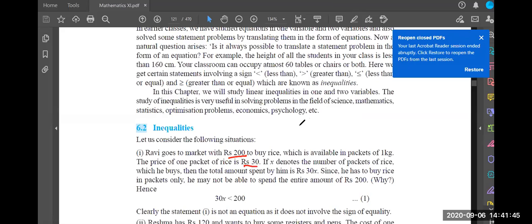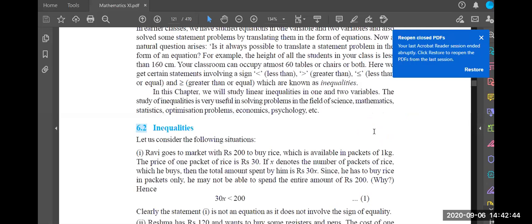So we know that 1 kg costs 30 rupees. Suppose he buys x kg. So the total price should be 30 into x, but his total money is 200. So this should be less than 200 only, because he can't spend more than 200. So x should be less than 200 by 30, which is 20 by 3. But obviously you cannot buy half a packet. So I can say that he can buy less than 6, 20 by 3 kgs. So he can buy either 6 kg or less than 6 kg. So maximum he can buy 6 kg, 6 packets, yes or no?